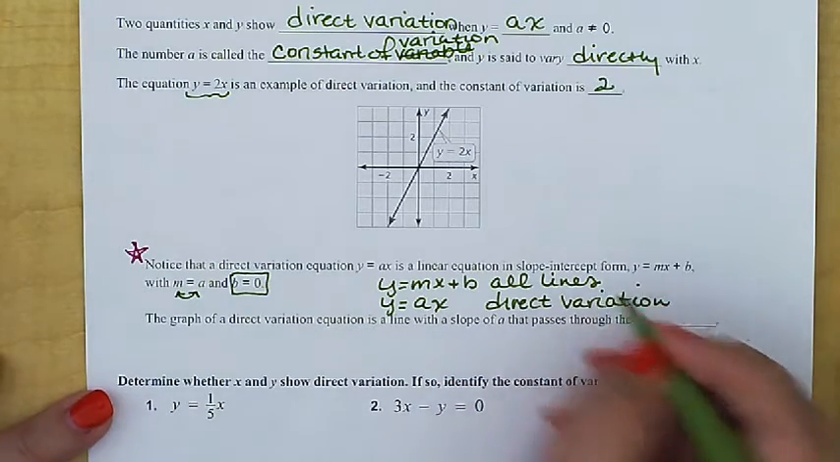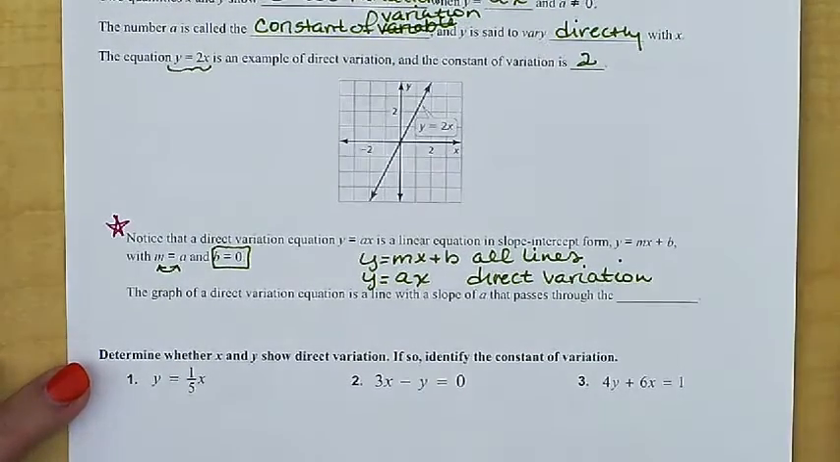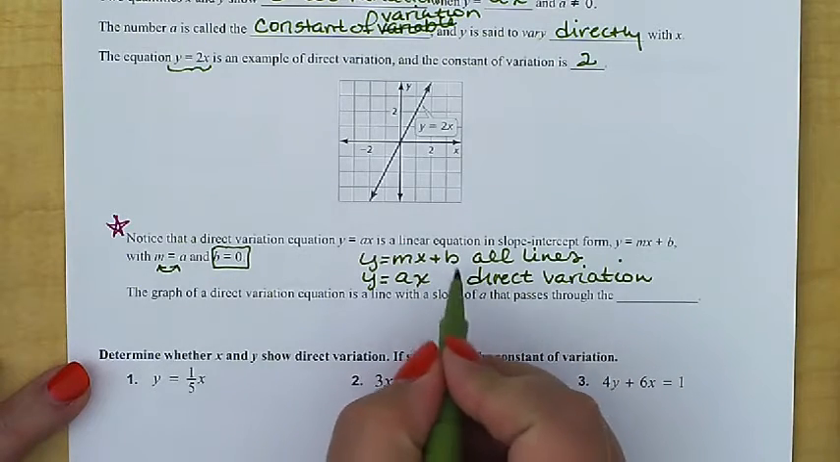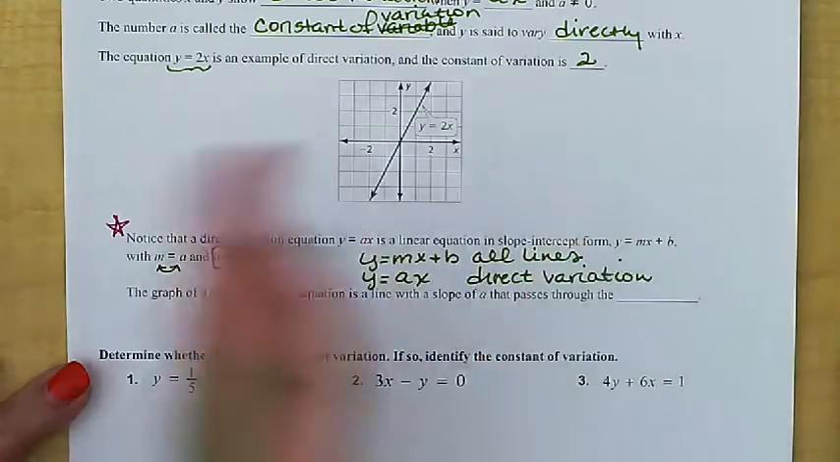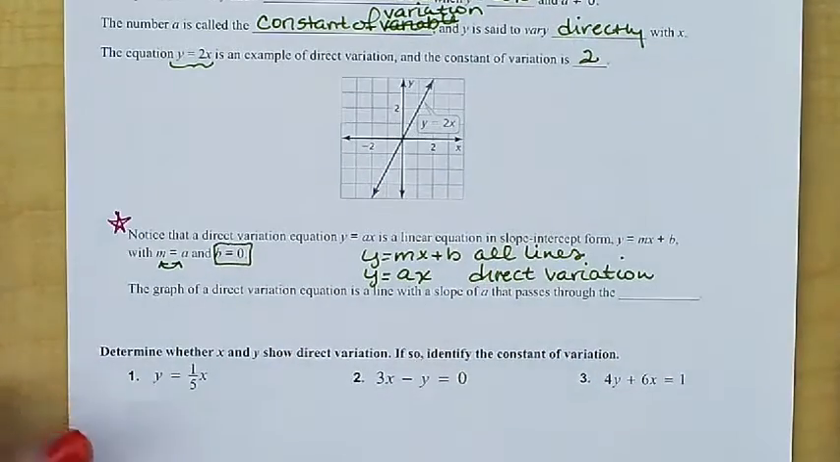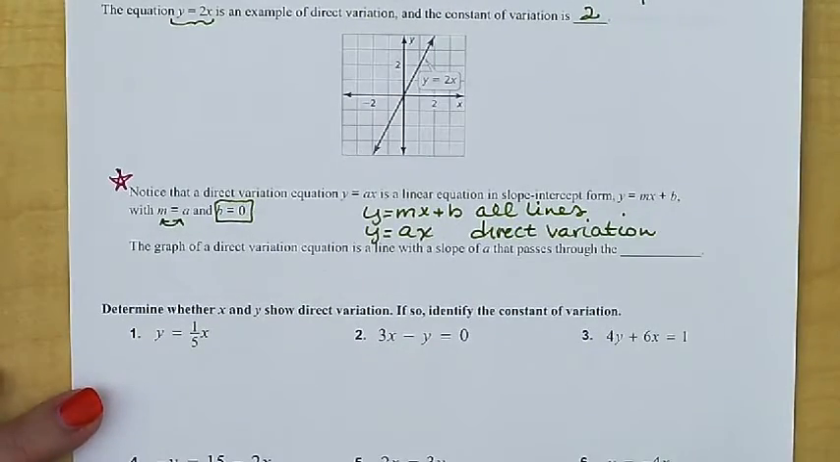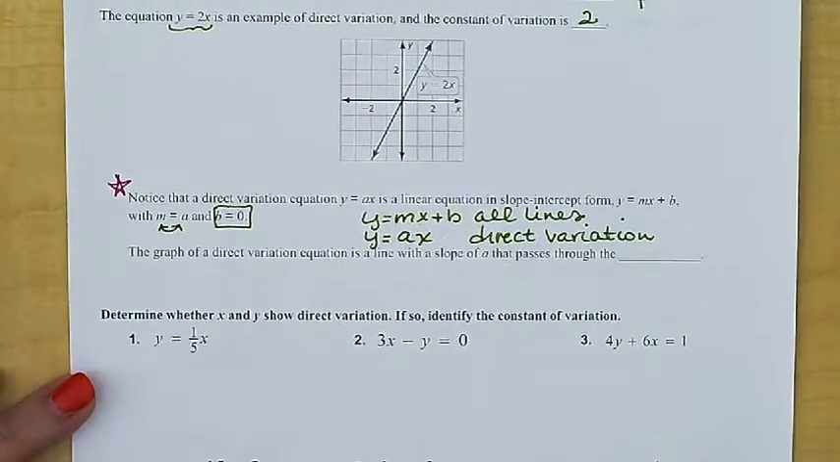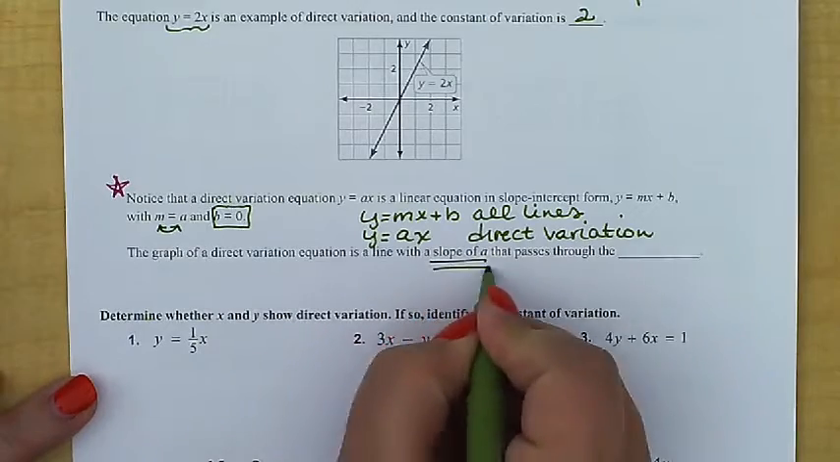So it seems like a very small distinction. Oh, well, b is 0. What really is the big deal about that? Well, you start to see that just that very subtle difference of b being 0 actually creates a domino effect of all of these characteristics that we're going to describe in today's lesson. So the graph of direct variation equations will always have a slope of a.